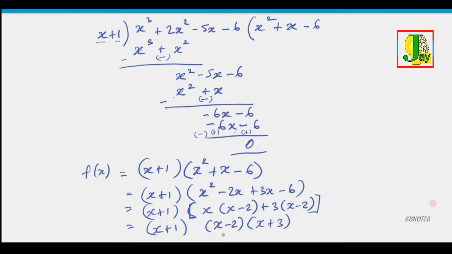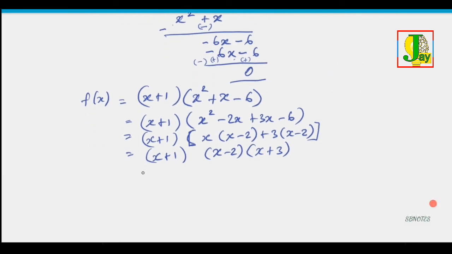So now we have the full factors. Now f(x) is fully factorized and the factors are x plus 1, x minus 2 and x plus 3.